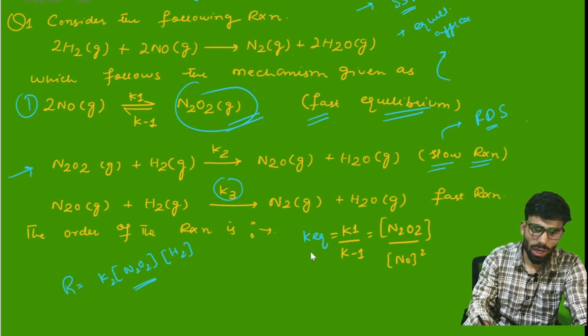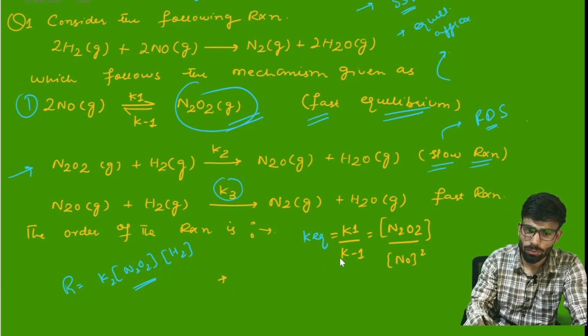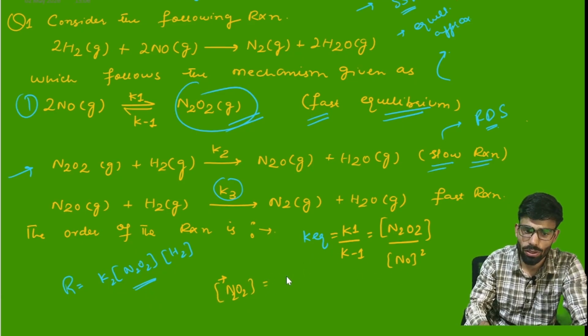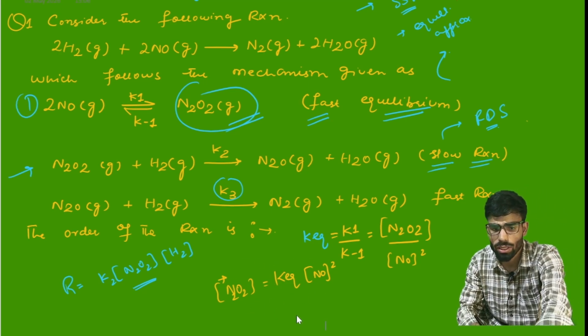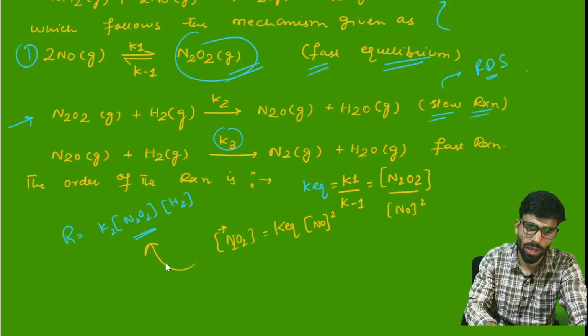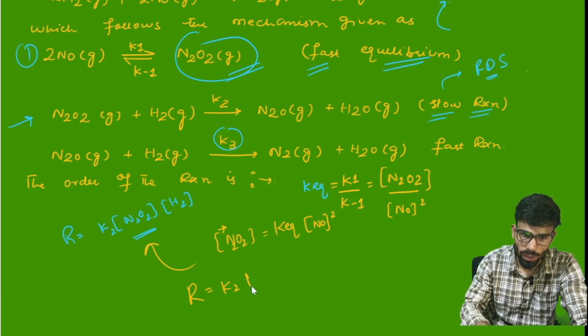As I wrote here, this is the equilibrium constant for this reaction. So the concentration of N2O2, as it was in the denominator, will go to the numerator. That means K equilibrium into NO square. Now this concentration that we got for the intermediate, we will put into the final rate expression. So rate will be equal to K2 into N2O2, that is K2 into K equilibrium into NO square.